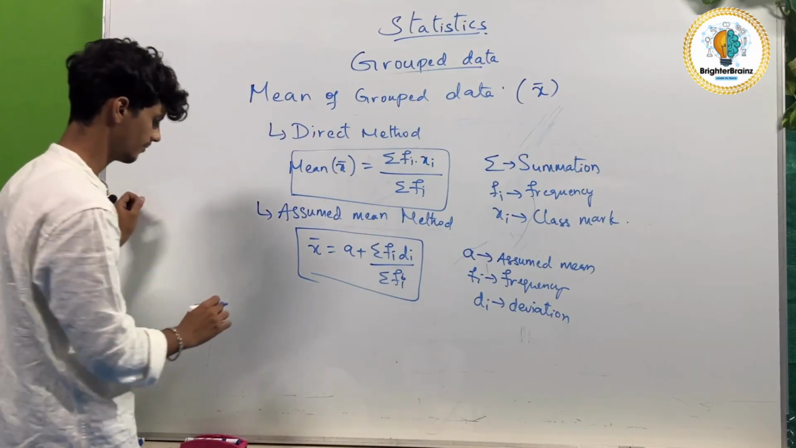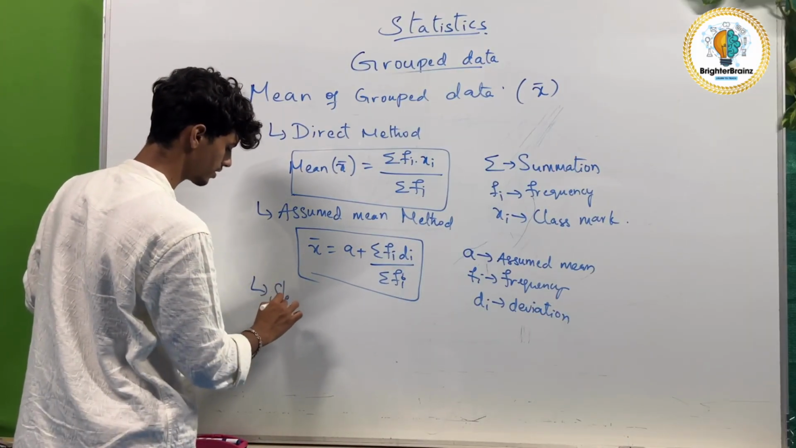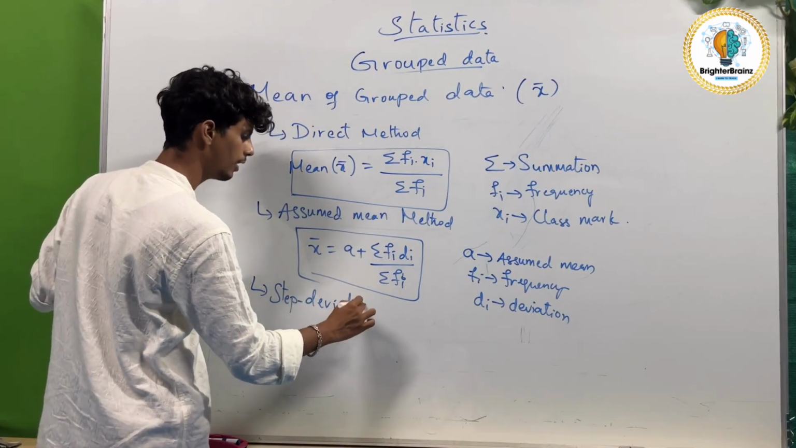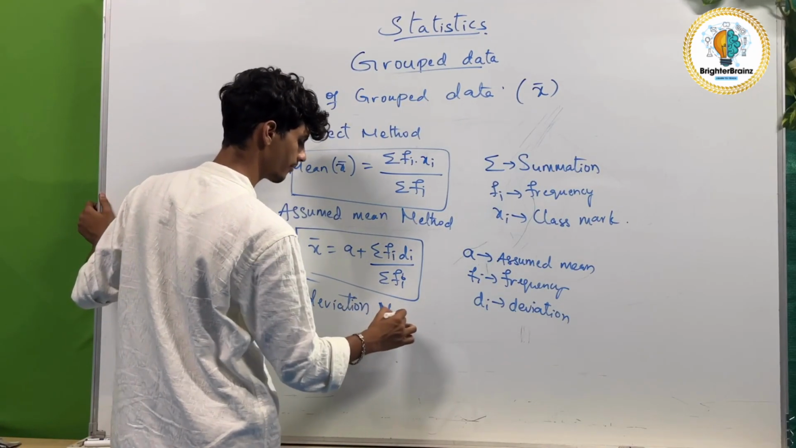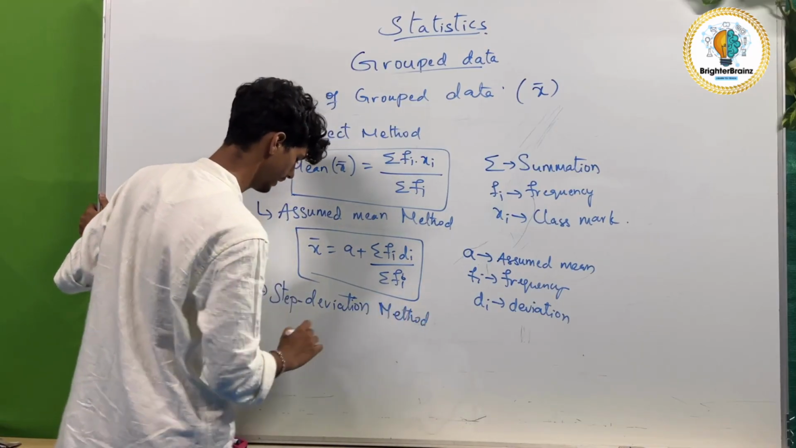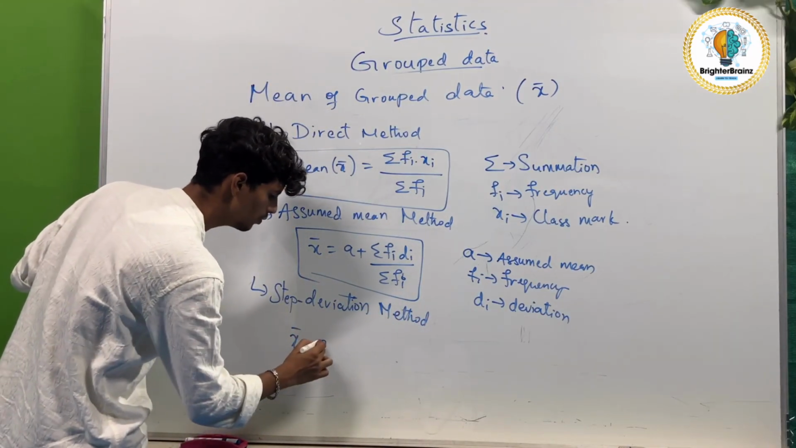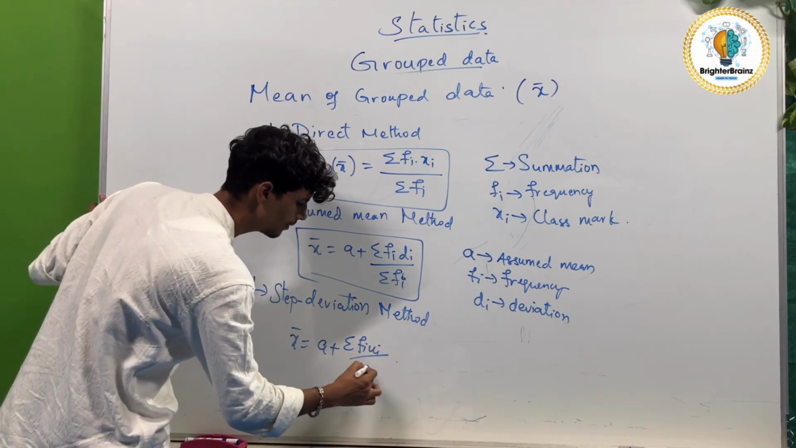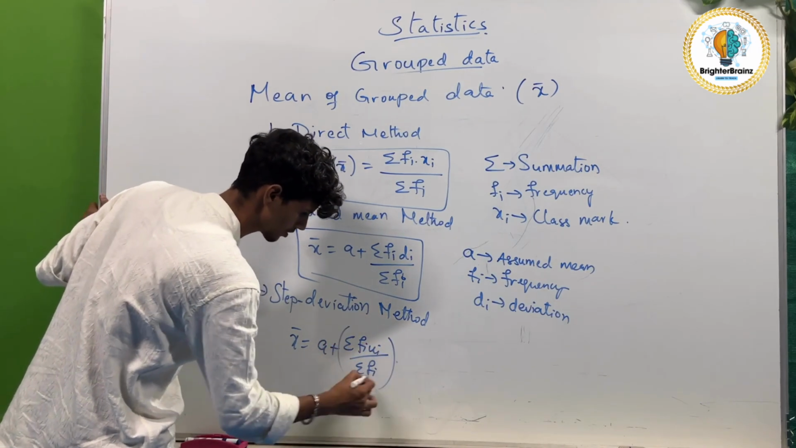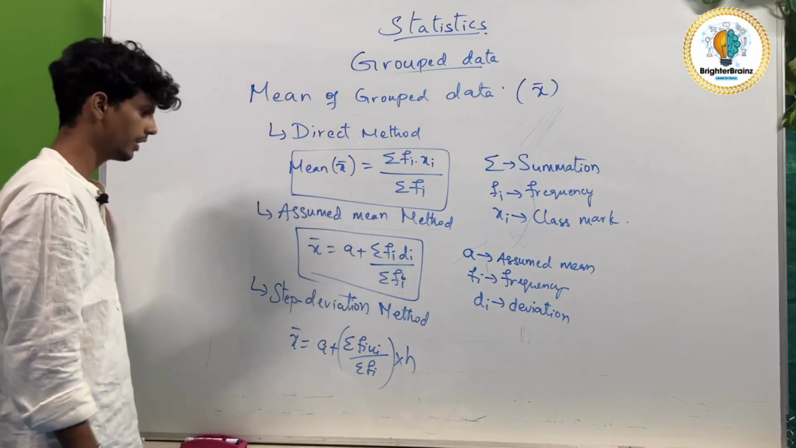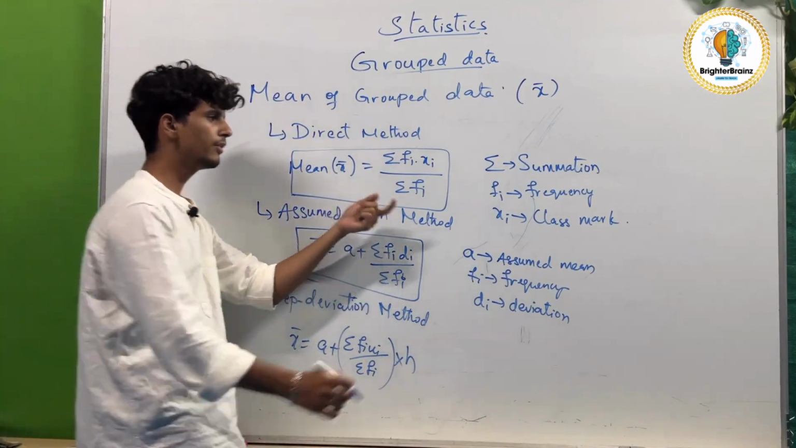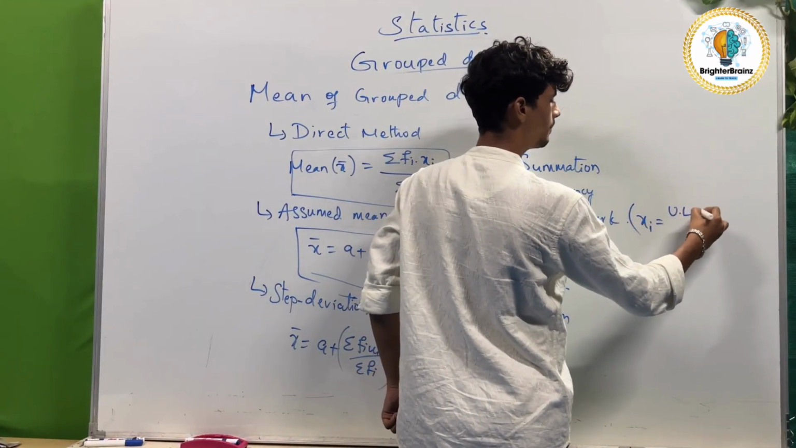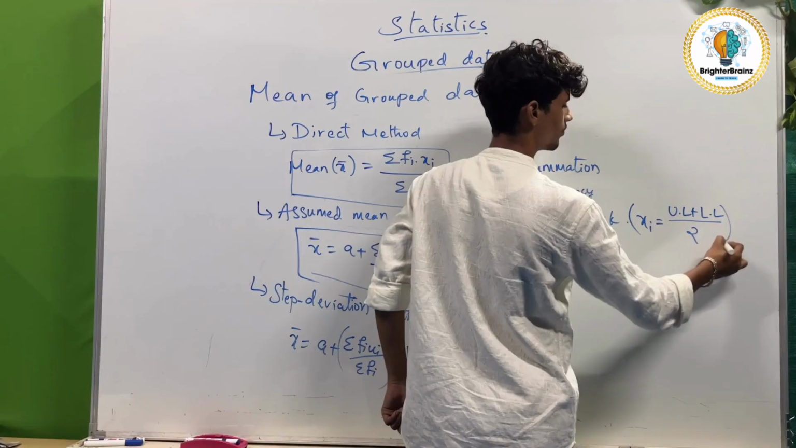Next, let us discuss the step deviation method. The formula for the step deviation method is x bar is equal to a plus sigma fi ui by sigma fi, into h. And here you need to know the formula of xi. Write down the formula for xi. Xi is equal to upper limit plus lower limit divided by 2.